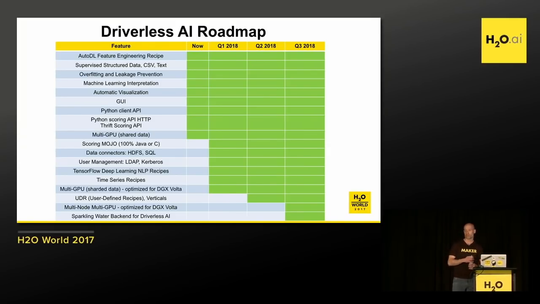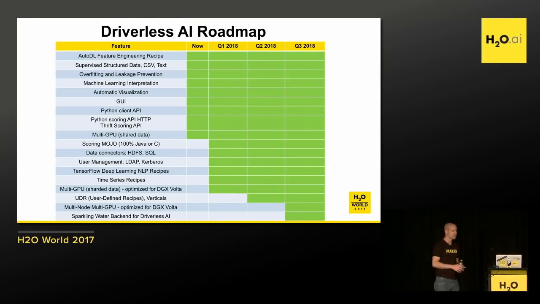We do prevent overfitting and leakage. We're very good about that, I would say. And we also have other things like the visualization and the interpretation, and this whole Python API. Everything is Python right now, at least from a user's point of view. But the Java module will come very soon. You'll see the multi-GPUs showing up more and more.